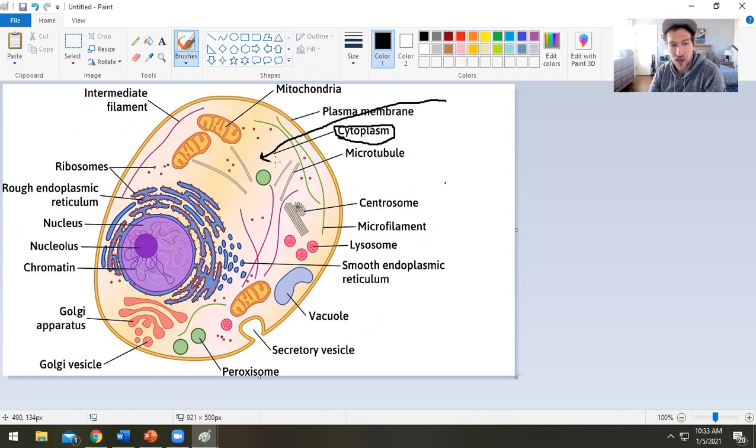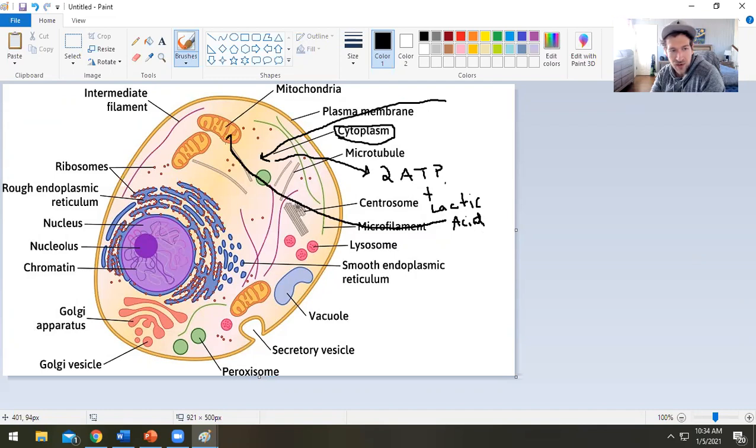And it is going to spit out 2 ATP, and a little bit of lactic acid. So it's going to spit a little bit of ATP and a little bit of lactic acid. Now, that lactic acid is going to work its way over here, and it's going to go inside of our mitochondria, the powerhouse of the cell. That's where it's going to go.